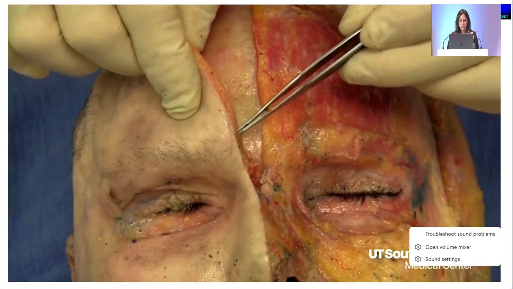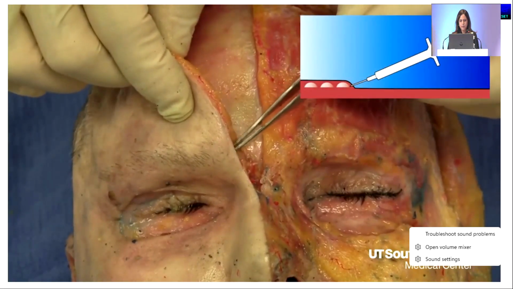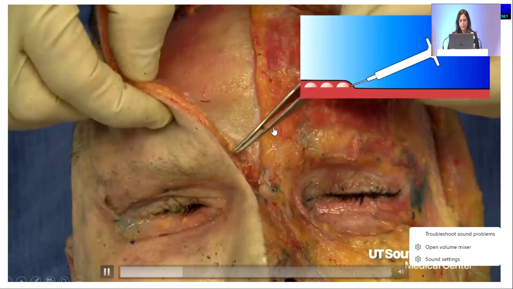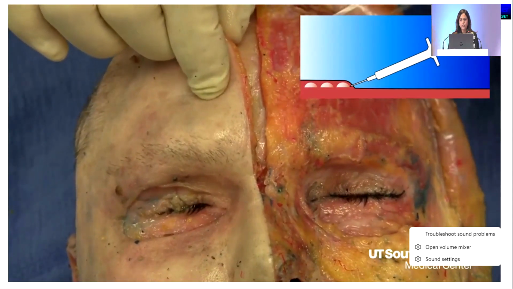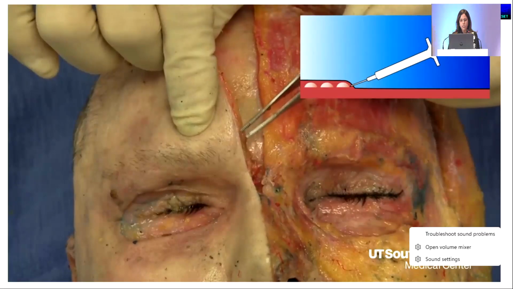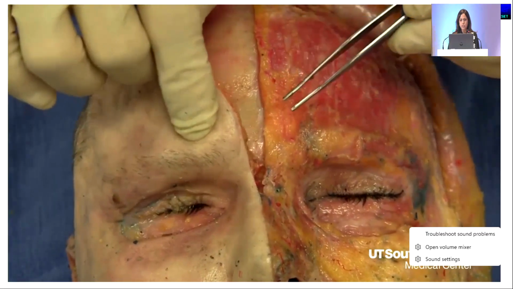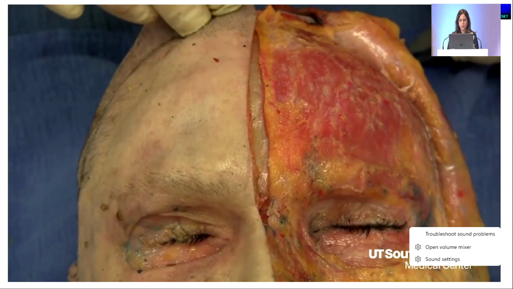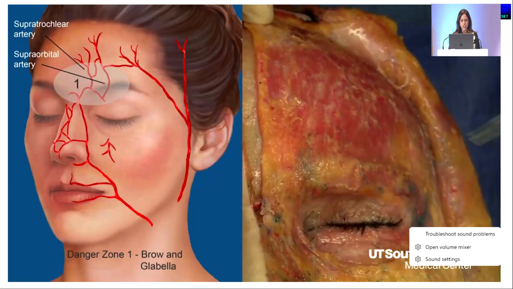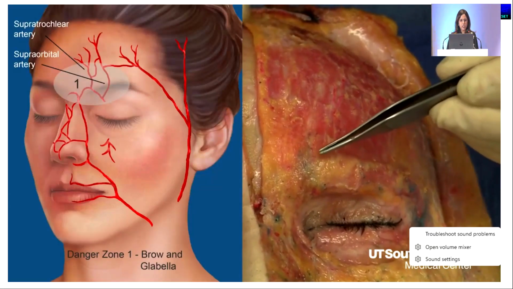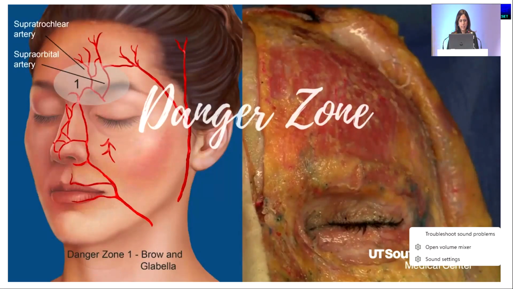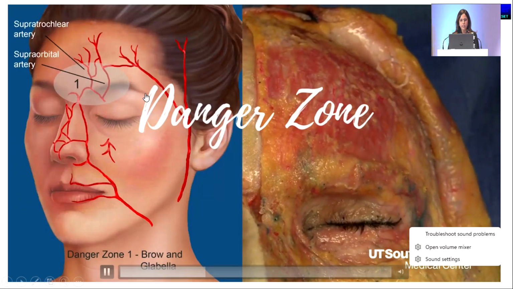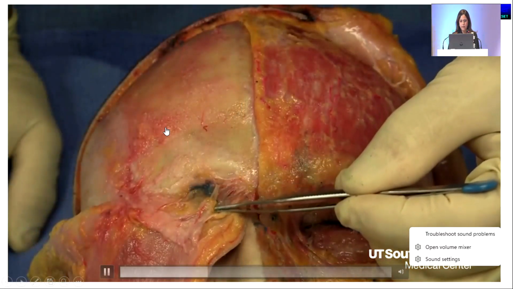After we have known the elevators and the depressors, we all know the glabella is the most common site of blindness or vision loss after filler injections because of the multiple vessels in this area. So we must always inject a very small bolus and in a small fashion. That is why this becomes a danger zone, because the supratrochlear and the supraorbital vessels are there, and we might inadvertently inject fillers and have some complications.